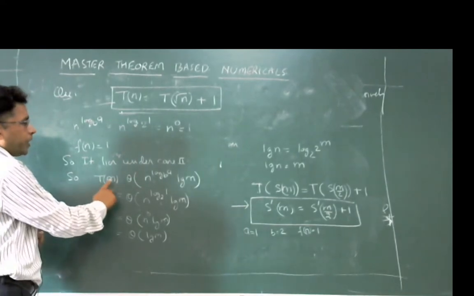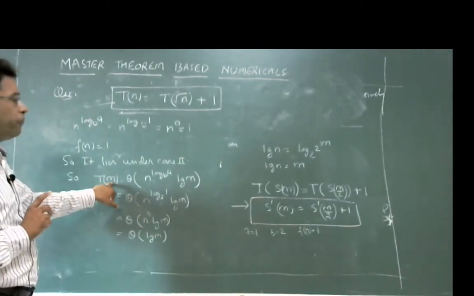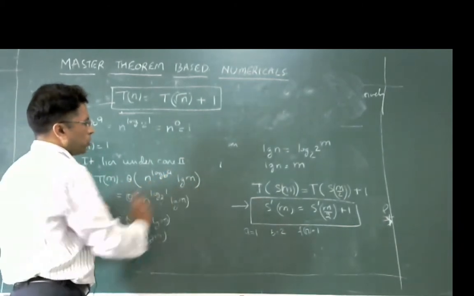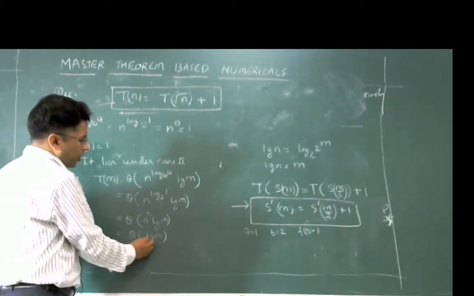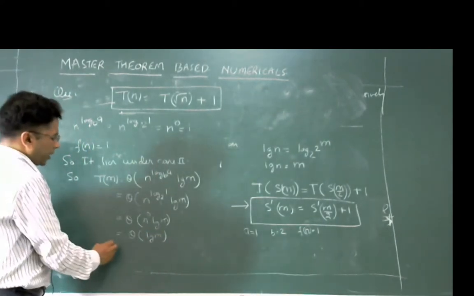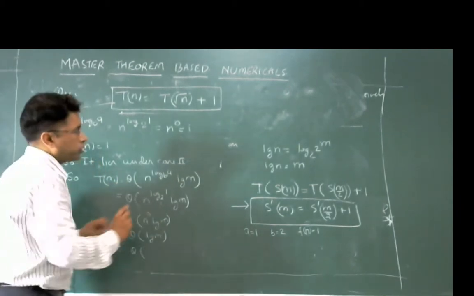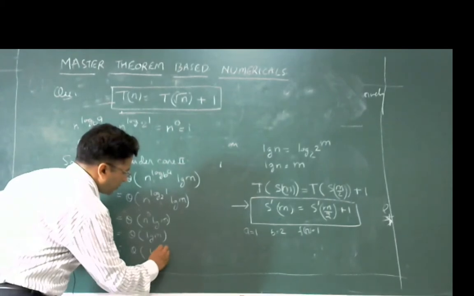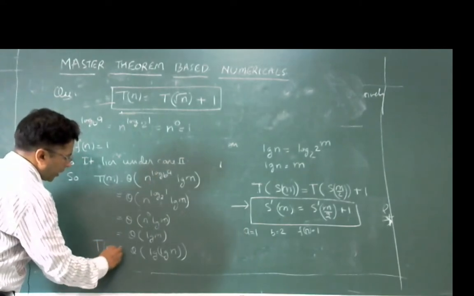According to case 2, T(m) equals, I have used the replaced variable m because this equation is in the form of the m variable. So T(m) is equal to theta of n raised to the power log a base b into log m. So n raised to the power 0 is equal to 1, into log m, so theta of log m. The final complexity T(n) equals theta of log m, and we know that m is equal to log n. So the final complexity is log of log n.